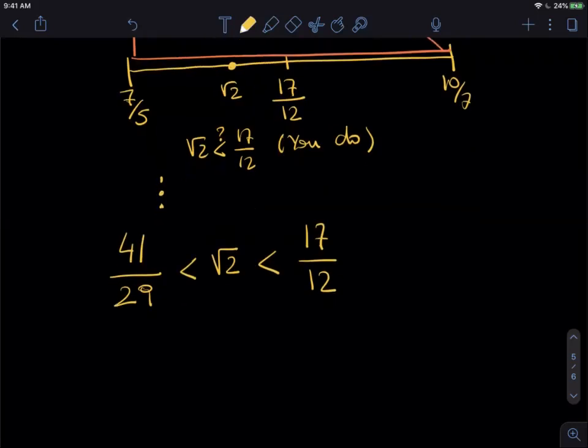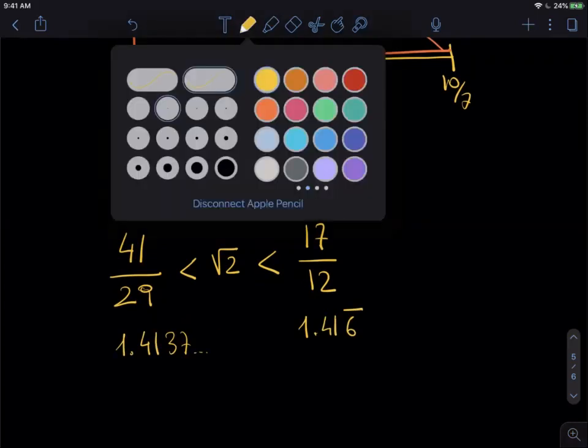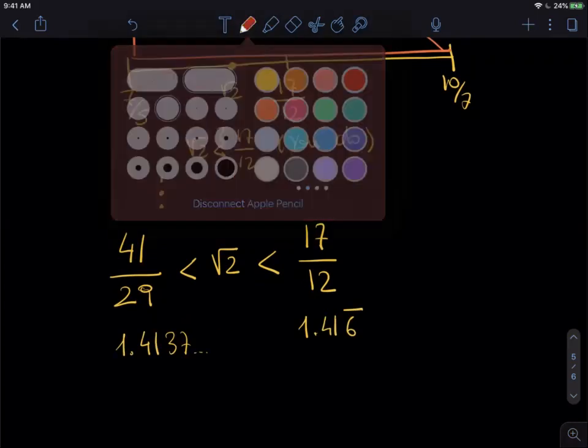Okay, and the first number here, the decimals are 1.4137, and so on. And the one on the right is 1.41, and then 6, 6, 6, and so on. That one is periodic. So that's about it. You see, we already got our approximation with 2 digits of precision.